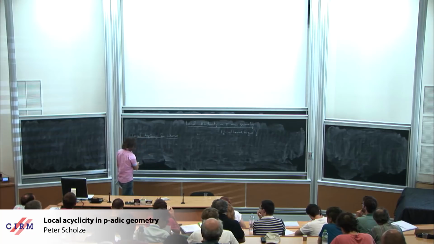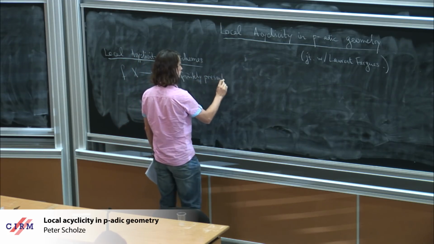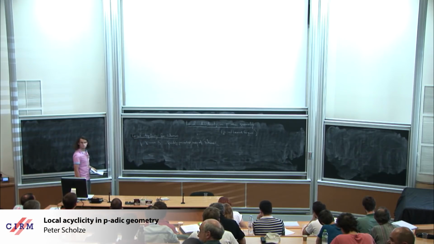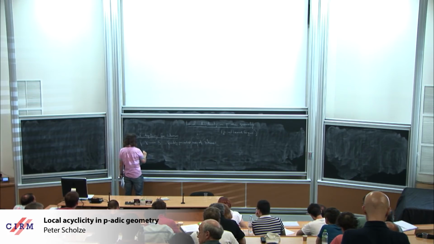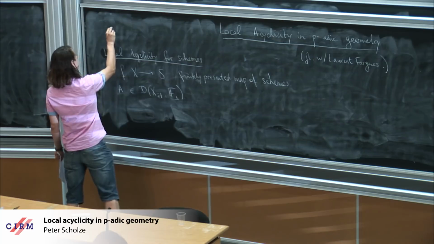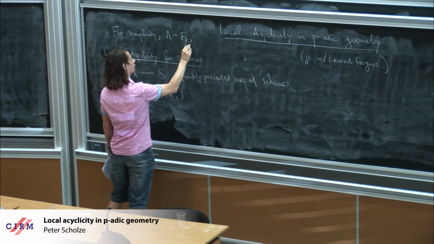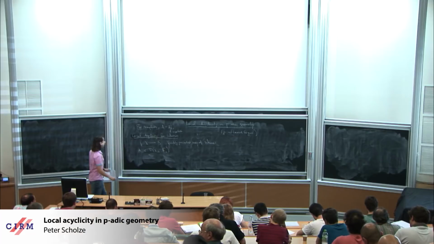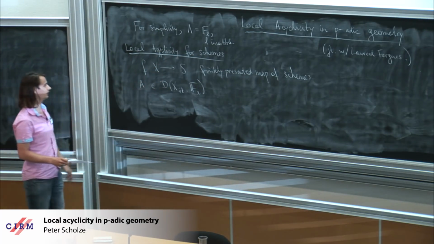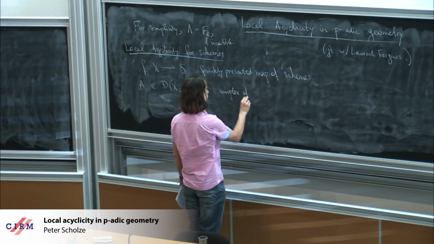So let's put ourselves in the following situation: say you have f from X to S, a finitely presented map of schemes. And let's say that A is a complex of... let me actually, throughout the whole talk, take as my coefficients F_l, and l will always be invertible on whatever space I'm working on. Everything will generalize to more general rings, but some isolated statements are slightly easier to state if it's F_l, so let's stick to this. Let this be a bounded complex of constructible sheaves.